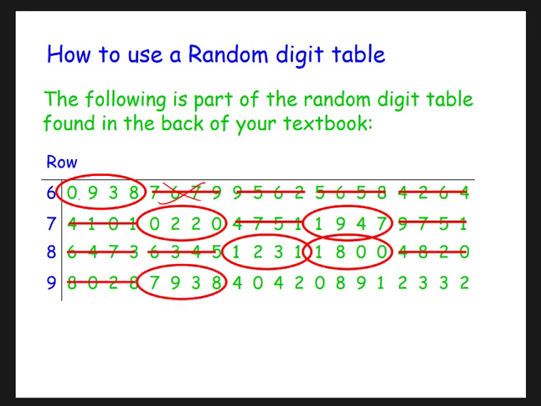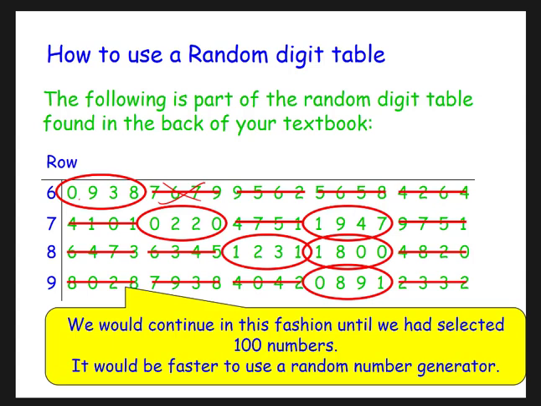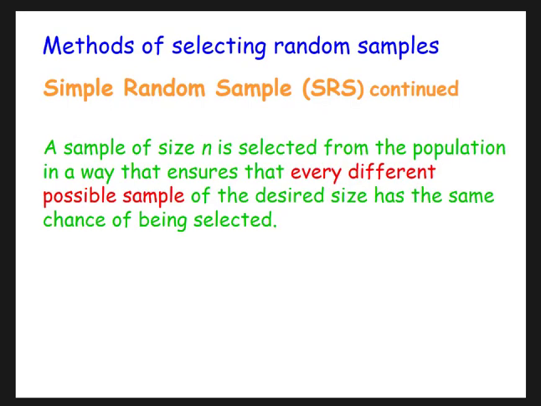8,000 is too big. So you can see it can be kind of tedious to select the numbers to select the sample. We'll go through a large portion of the table going this way, but you'd eventually select that sample. So we continue until we've selected 100 numbers, and then we go to that list and select the students that corresponded to those numbers in our list.